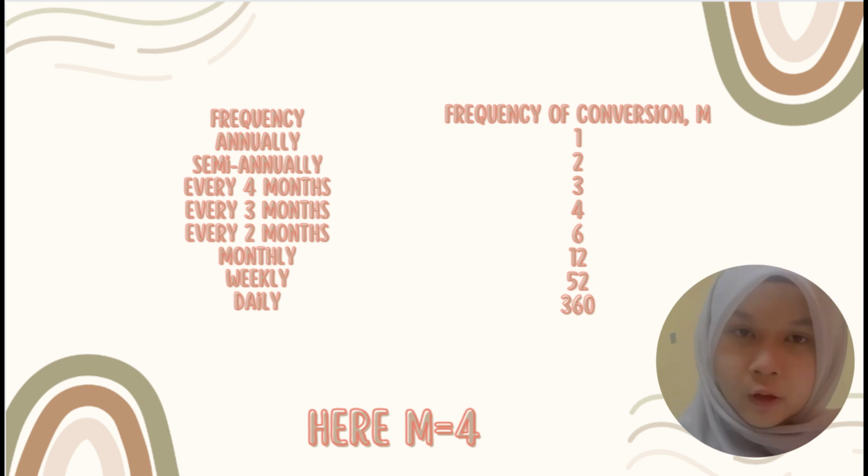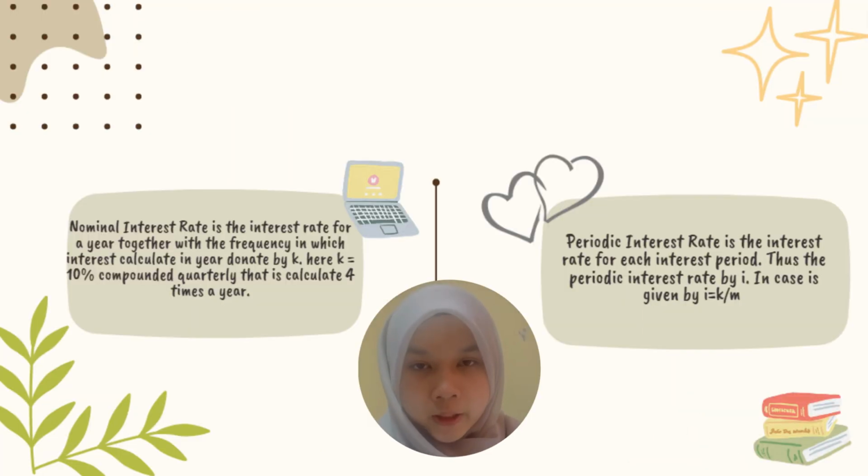Here M is 4. Nominal interest rate is the interest rate for a year together with the frequency in which interest is calculated in a year, denoted by K. Here K equals 10% compounded quarterly, that is calculated for a year. Periodic interest rate is the interest rate for each interest period, denoted by I, where I equals K divided by M.